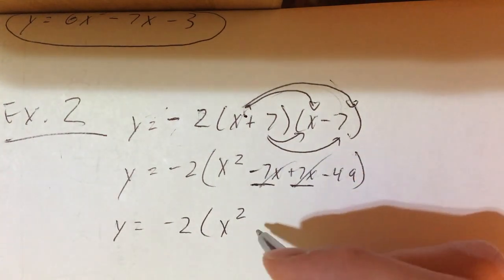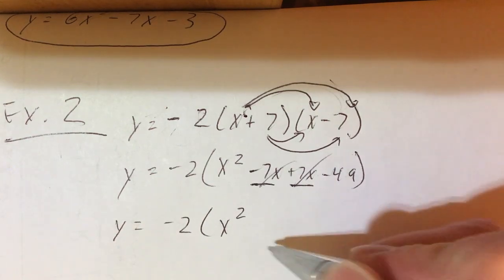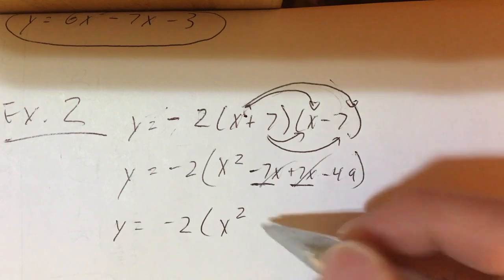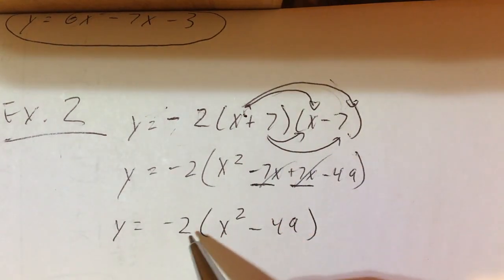You can put plus 0x right here, but it makes it a bit more cluttered. So let's just leave it as nothing. They just both cancel out. So you just have left over, you drop down that minus 49. That's it. What's your last step?